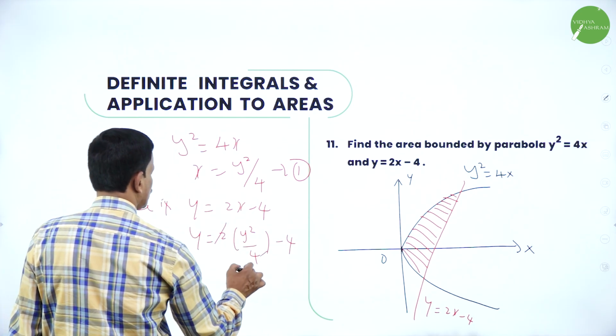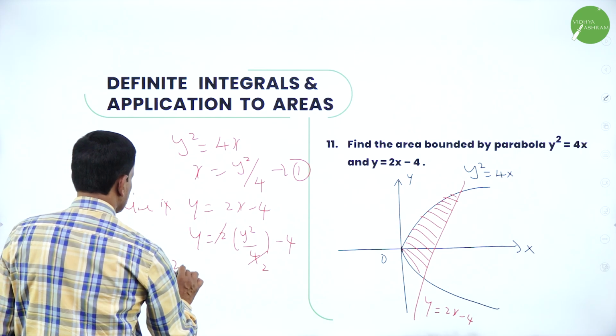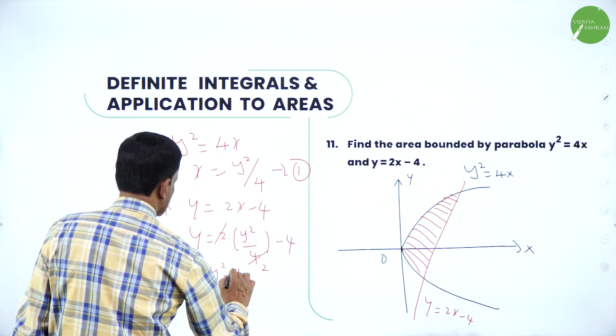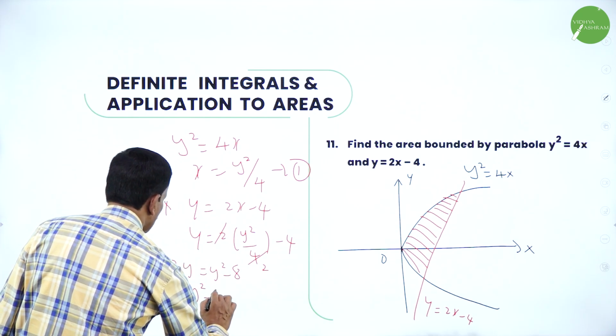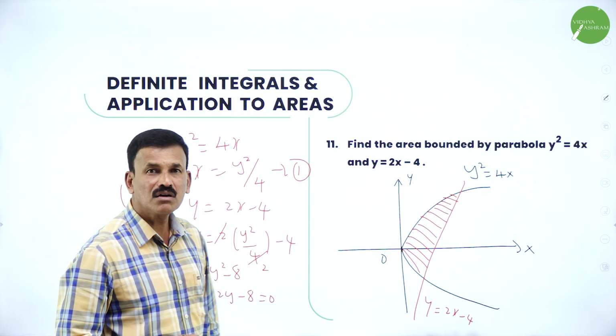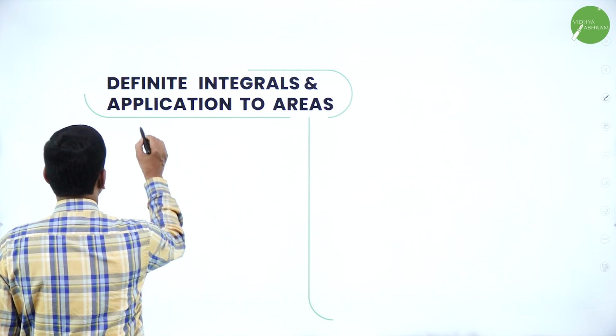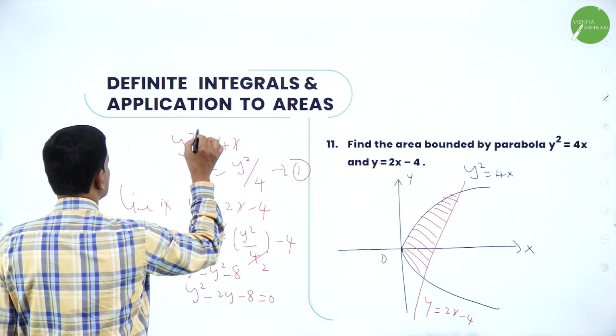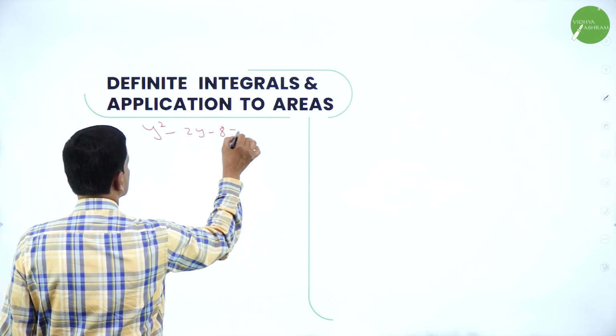Now just divide it, multiply by 2. 2y is equal to y square minus 8. y square minus 2y minus 8 is equal to 0 is a quadratic equation. Solve this and get the values of y. So y square minus 2y minus 8 is equal to 0.